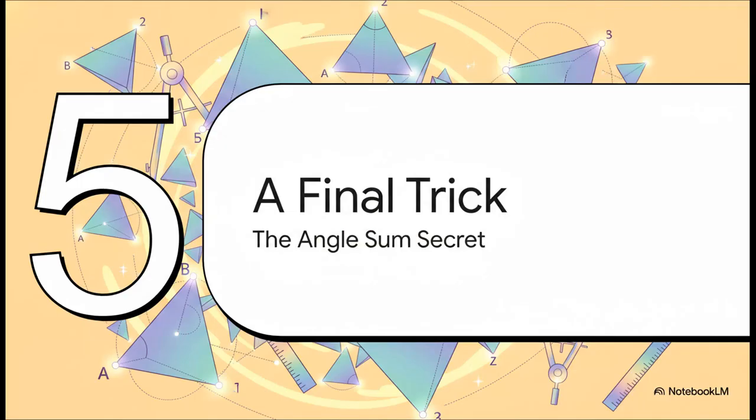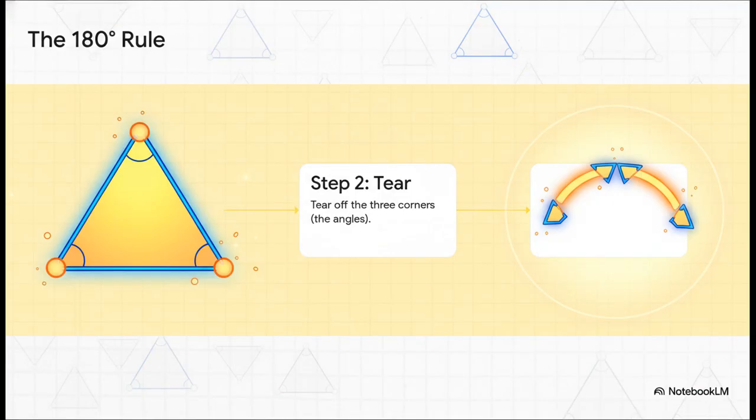Speaking of unlocking secrets hidden inside triangles, let's wrap this up with one last really cool discovery. This is a property that every single triangle in the entire universe shares. No exceptions. So imagine we could just physically tear off the three corners from any triangle you can think of. A big one, a tiny one, a wide one, a narrow one, doesn't matter.